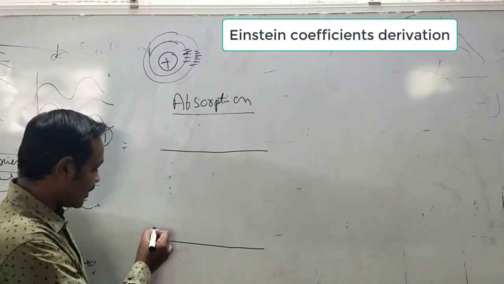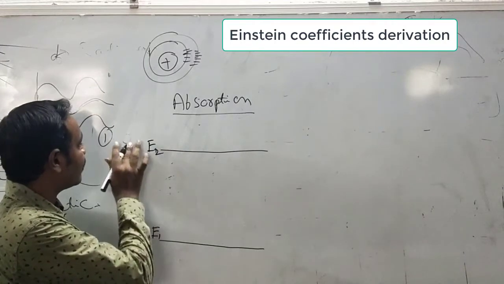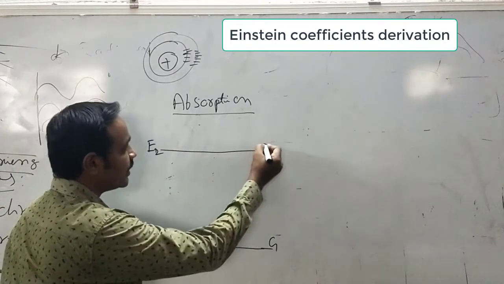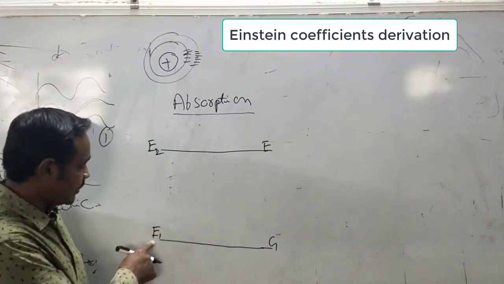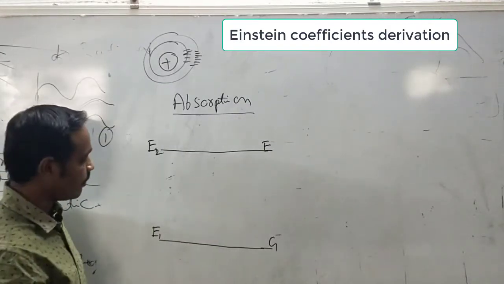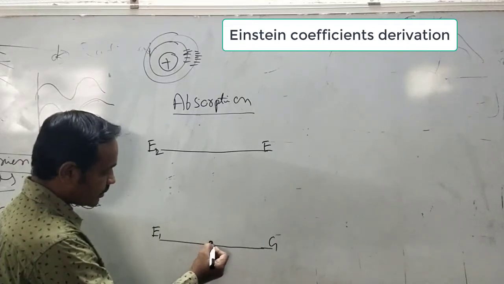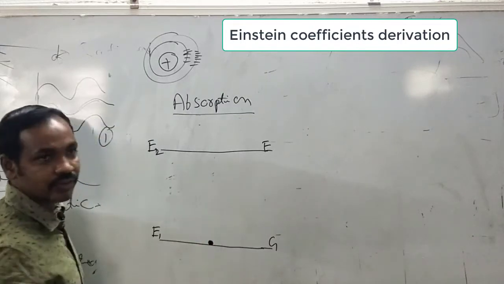So can I consider energy levels E1 and E2 for the electron? In general words, these are the ground state and the excited state. E1 is the ground state energy level and E2 is the excited state energy level. Always the electron will try to sit at the ground state only.